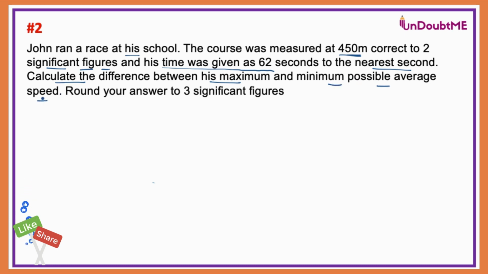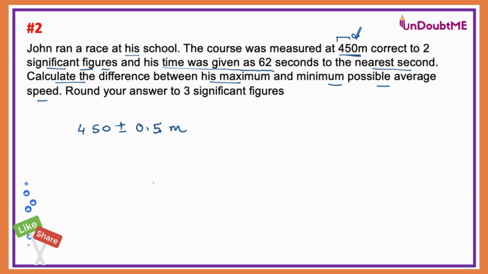Now for this, the first thing you should understand is the meaning of two significant figures. Two significant figures means, if you see this 450 has two significant figures, it can also be treated as being to the nearest meter. So I can just say that it will be 450 plus minus 0.5 meter. That will be the average distance.